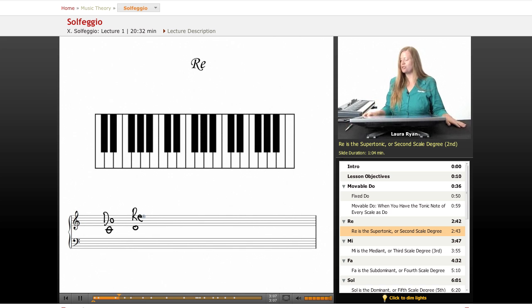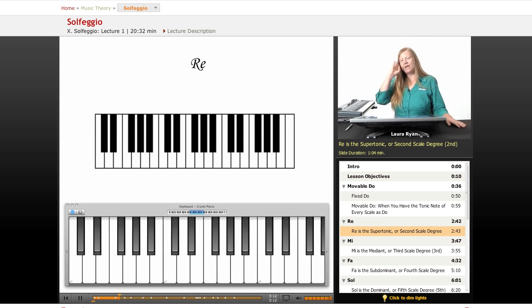So let's go back to the keyboard and let's sing re. And we'll sing it in relation to do. Everything in solfege is easier when you relate the syllable back to do. Here's our do. Do. Here's D, the second scale degree, supertonic. Re. Re, do, re, do. If you have do in your head, you can sing re without the keyboard. Re, do, re, do, re, do. Okay, easy.